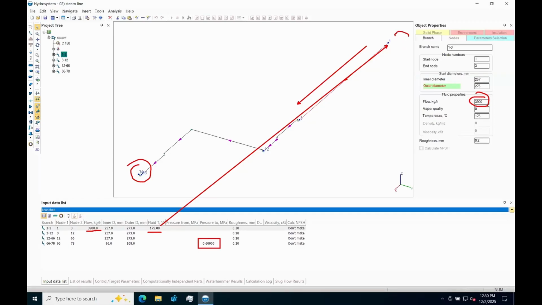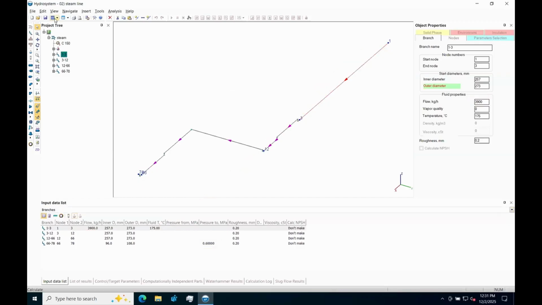The question is, what inlet pressure should I have here at the inlet of this piping system to allow this fluid with this flow rate to go through this piping system? Initially, I have this steam line without any steam traps. Let's perform analysis of this piping system.